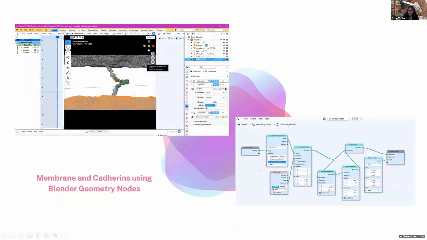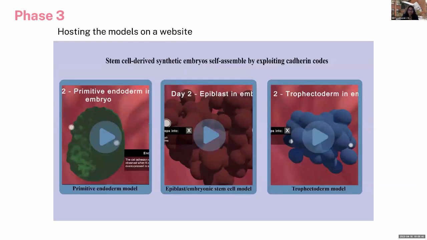And the third part is the animations, where I wanted to visualize the cell adhesion carried out by cadherins between the 2 cells, for which I used geometry nodes in Blender. In the third phase, I wanted to host the models and animations on a website so that it is an accessible learning experience for the audience. These are the frameworks I made to show how it would look once it's on the website.